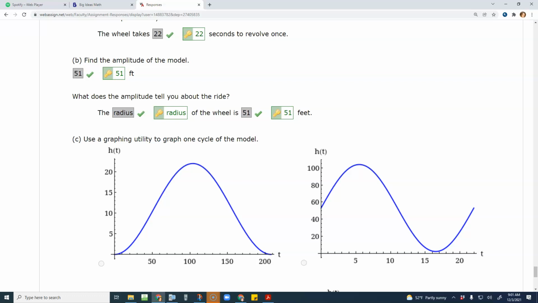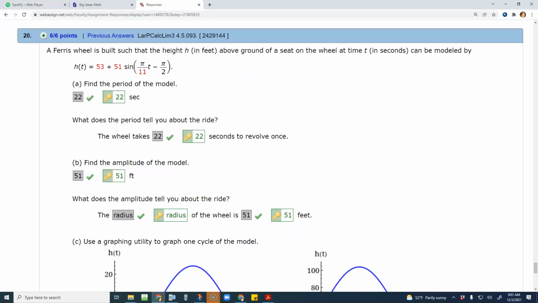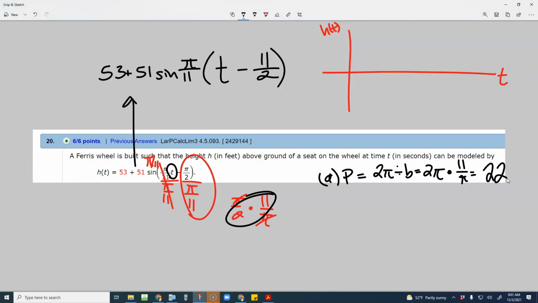And then last but not least, they're asking me to graph it. Some of you might try to throw that in your calculator, but getting the zoom right could be disgusting. I would just look at it real fast and say, go up to 53. If you're on a Ferris wheel, do you actually want to hit the ground? I hope not. Don't you hope you're a little bit off the ground when you come down?